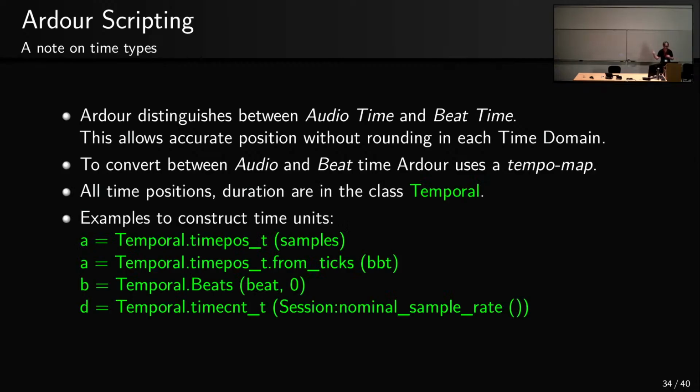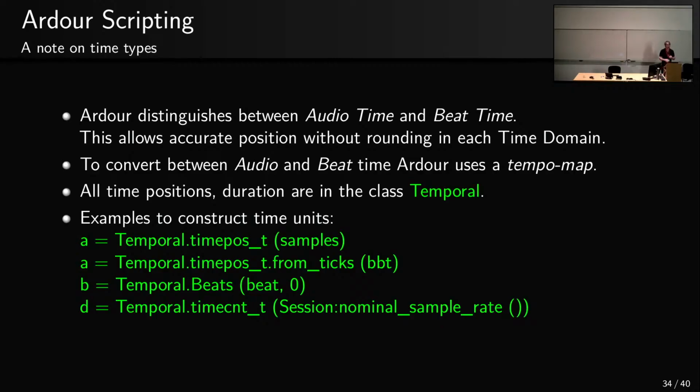They're all in temporal to create a time position from samples. There's one from ticks, which is bar-beat time for music time. One dedicated for beats itself, which is independent of how long your measure is. Bar-beat-ticks depends on your music meter, and beat time, a beat is always 1 beat.